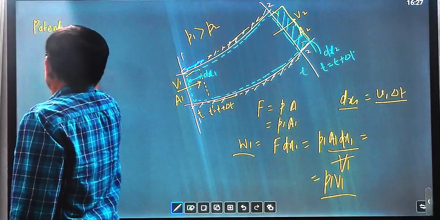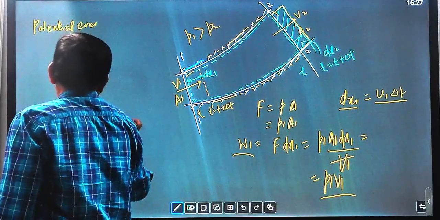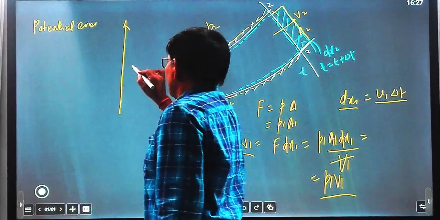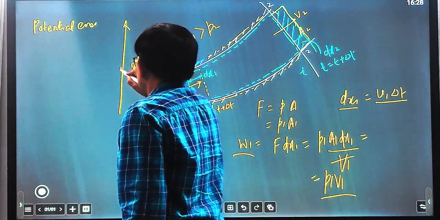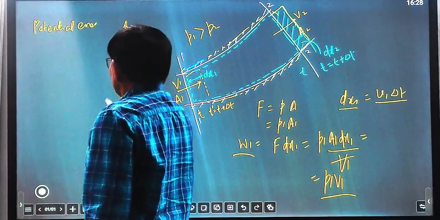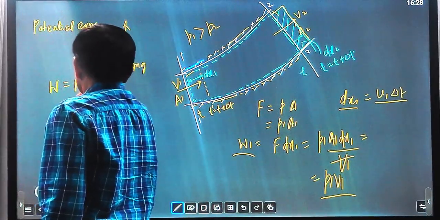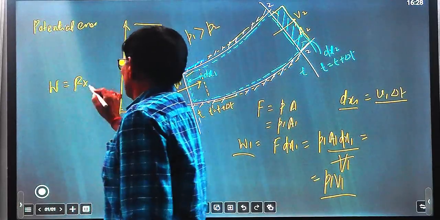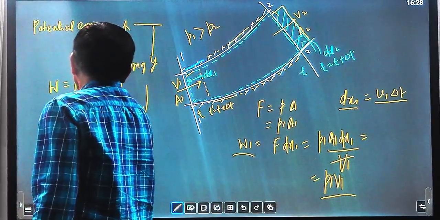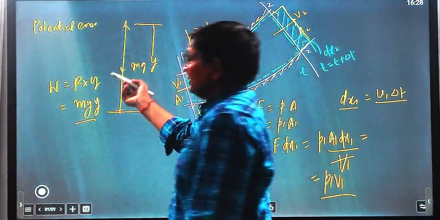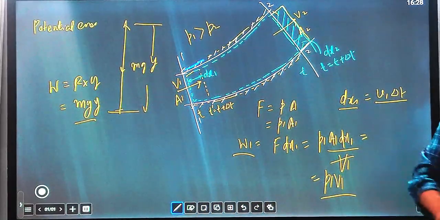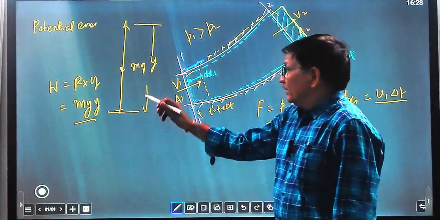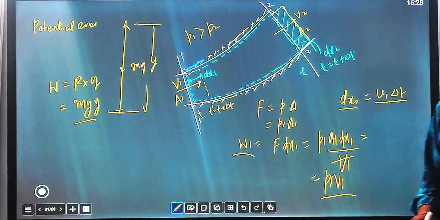Potential energy due to position of the fluid. Potential energy because we go upward, when we raise something, a fluid is being raised to a higher position. So mg will act downward, and this force is downward. So work done equal to force into displacement. Suppose y is the distance moved upward. So force F into y, that is mg into y. The energy that we spend in raising the fluid upward is stored in the form of potential energy. So that's why the fluid always has potential energy, mgy.